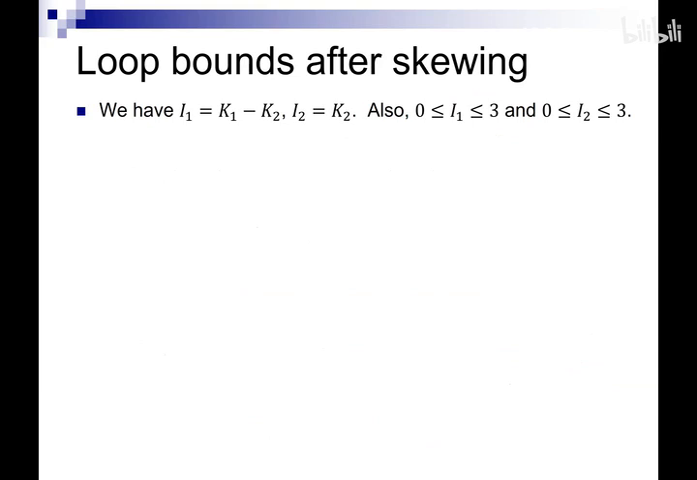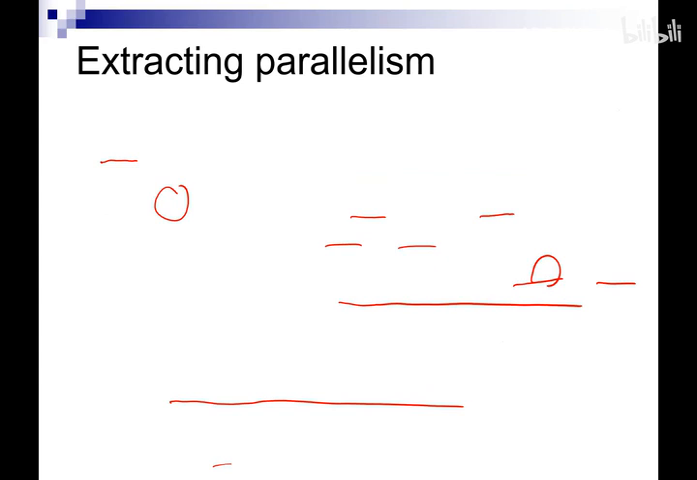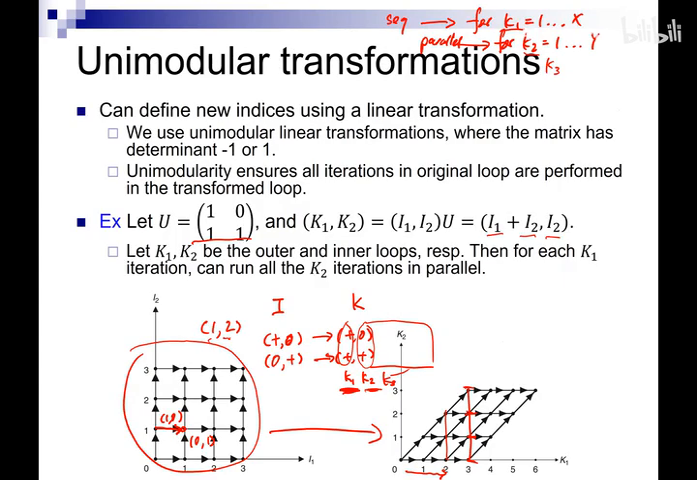Finally, you notice that the bounds of the loops are going to change when you go from the I to the k iterations. If we go back to this picture, the bounds of the loops are 0 to 3 for both I1 and I2. But here you see that K1 is going to go from 0 to 6, and then K2's bounds actually change. For example, initially K2 can only be 0, and then when K1 equals 1, this can be 1 or 2. So we need to compute the bounds for K1 and K2.